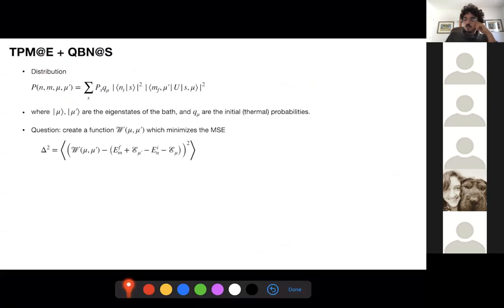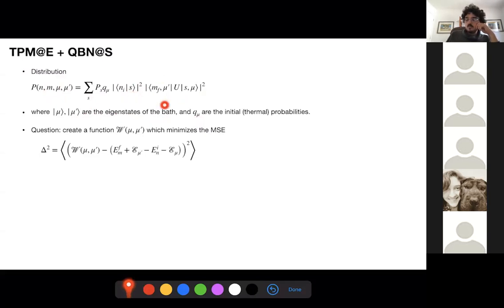The joint distribution is going to be something like this. Here, N and M are the eigenstates of the system Hamiltonian, and mu prime are the eigenstates of the bath Hamiltonian. And so this joint distribution is going to be a sum over all states PS like before. Now we have some also probabilities Q mu, which are the initial thermal probabilities of the bath. And then we have, here's the Bayesian network, that conditional probability. The system is in S, and we want to find it in Ni. Here, sorry, S is the state of the system, right? So this is the coherent state of the system.